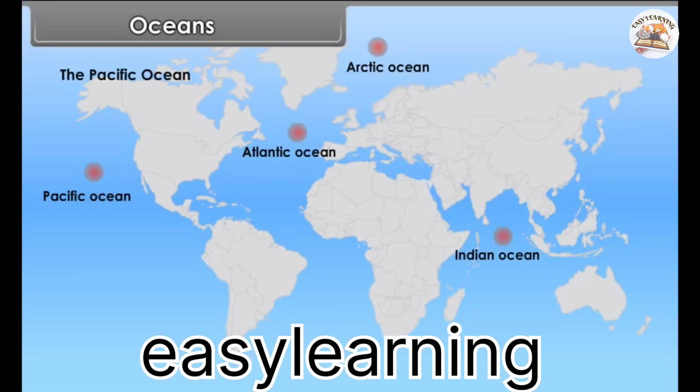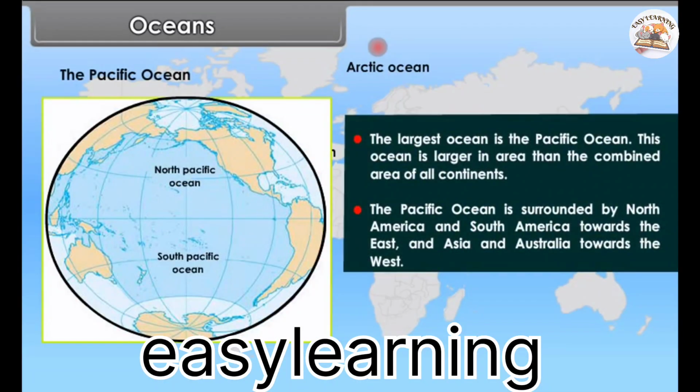The Pacific Ocean. The largest ocean is the Pacific Ocean. This ocean is larger in area than the combined area of all continents. The Pacific Ocean is surrounded by North America and South America towards the east and Asia and Australia towards the west.